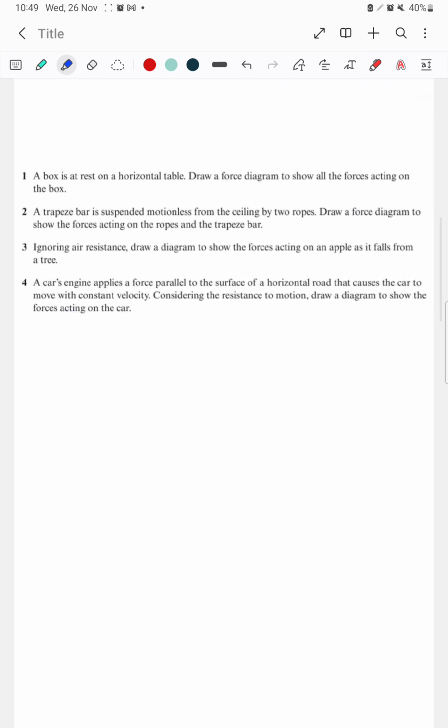A box is at rest on a horizontal table. Draw the force diagram to show all the forces acting on the box. So let's say this is a horizontal table and there is a box resting on it. So this is the box.